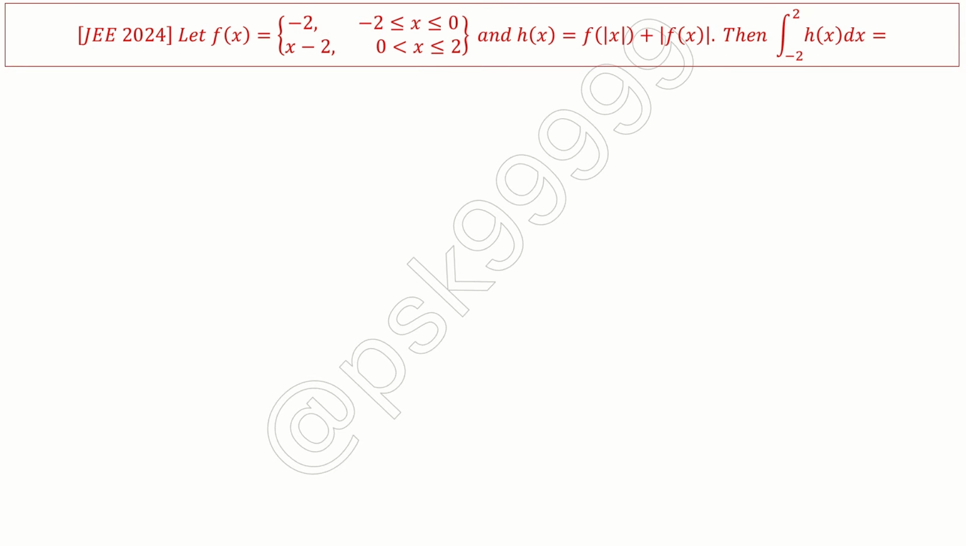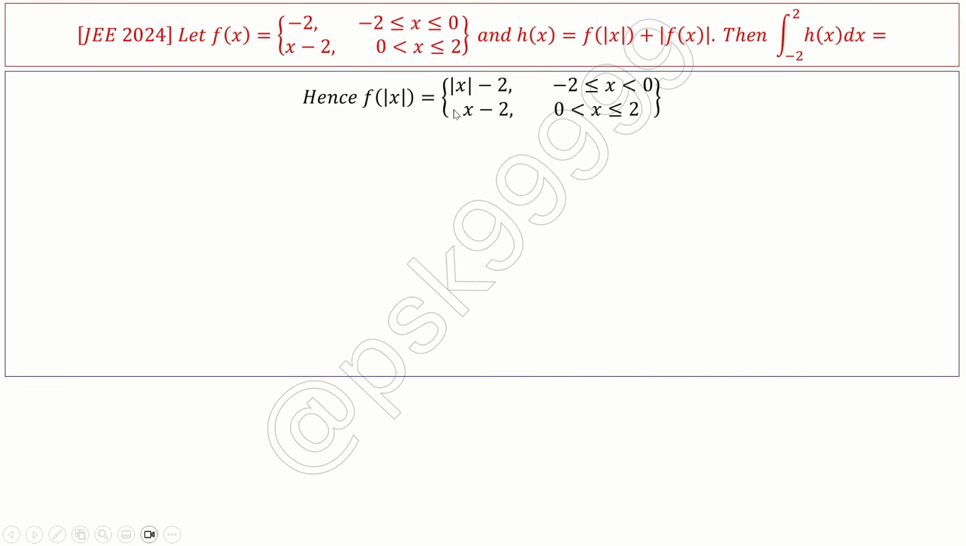I will show you. Okay, so f of absolute x is nothing but absolute x minus 2 when minus x is between -2 and 0. How did it come? This is -2 here, right? This is -2, but I'm writing it as absolute x minus 2. Why? Because the input, the domain of x itself is whatever negative value you give, it still becomes positive, right? Because it is absolute x, -2 to 0.